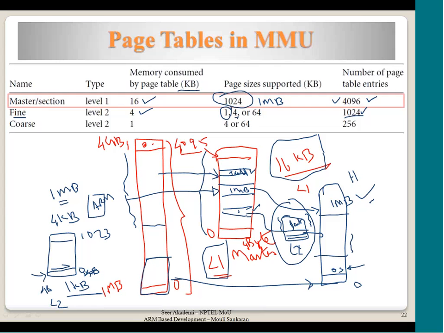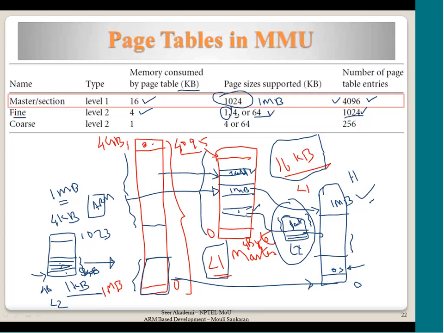4 consecutive entries will be giving the same value, having the same access permission, write buffer, cache behavior, all that. If it is a 64 KB page size, 64 consecutive entries will be assigned the same entry. That means they will all have the same behavior, because one page has to have the same characteristics, the same attributes.